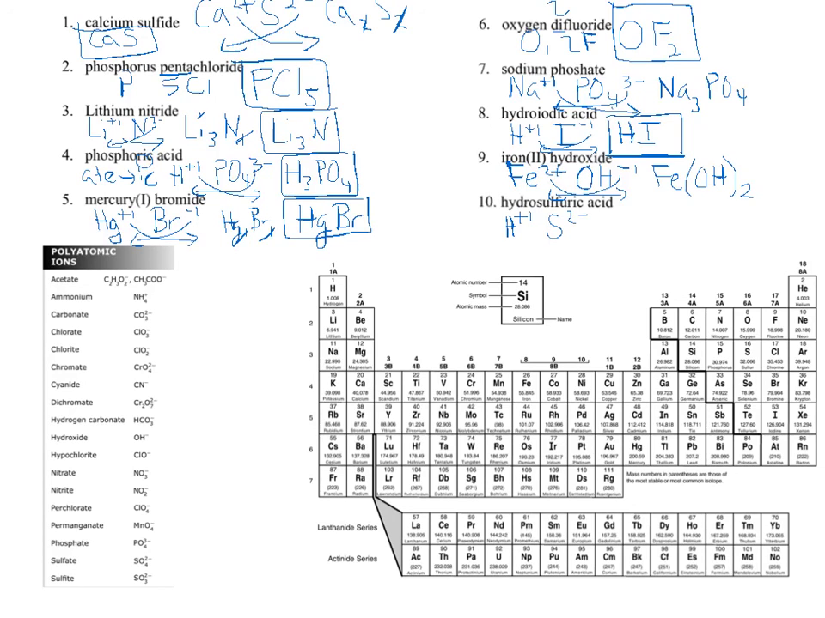Sulfur is -2. So when we switch these, we get H2S1. And then remember, we don't write the 1. So this becomes H2S for the final formula. And that is some practice with writing formulas from names.